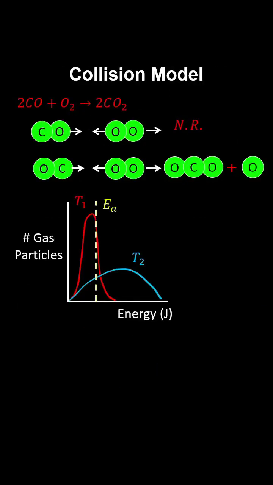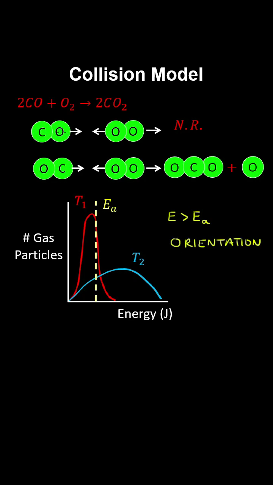For an elementary reaction to successfully produce products, the reactants must successfully collide to initiate the breaking and formation of bonds. Successful collisions must overcome the activation energy barrier, and the molecules must be oriented a certain way relative to each other.